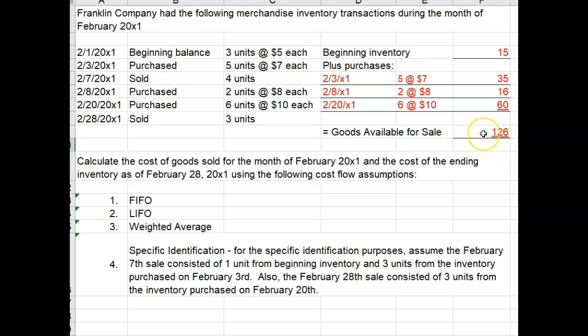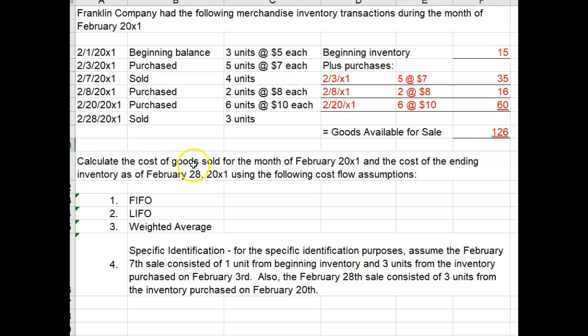That is not going to help us calculate ending inventory and cost of goods sold for FIFO, LIFO, weighted average, or specific identification. But what it will do is provide a check figure by using the formulas that we just talked about.